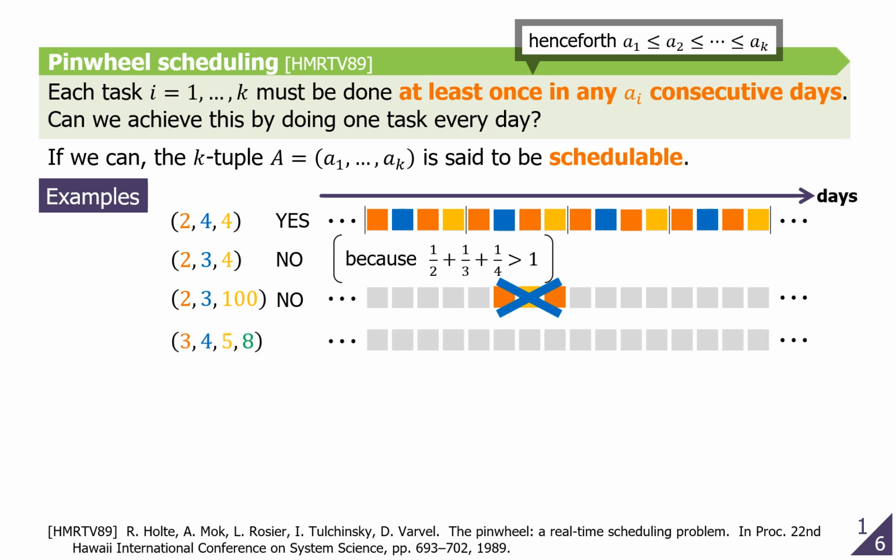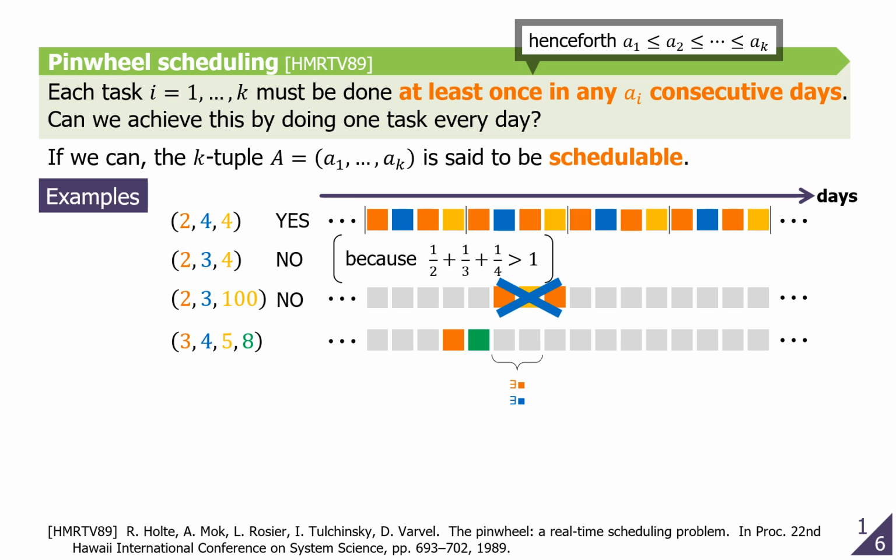How about this instance, 3458? Again, let's start with this least frequent task, the green one with period 8. Because the red task is period 3, you must do it either the day before or the day after the green task. Let's say you do it the day before. You still must do it again within 2 days after the green. But within the same 2 days, you must also perform the blue task because otherwise you'll miss it for 4 days. So these 2 days must be either blue-red or red-blue.